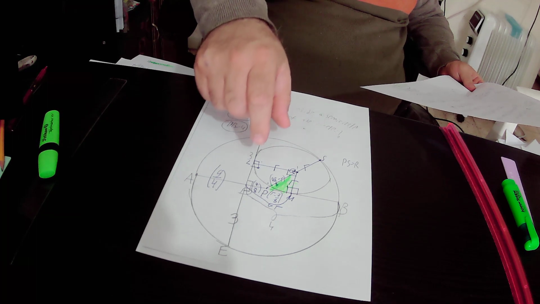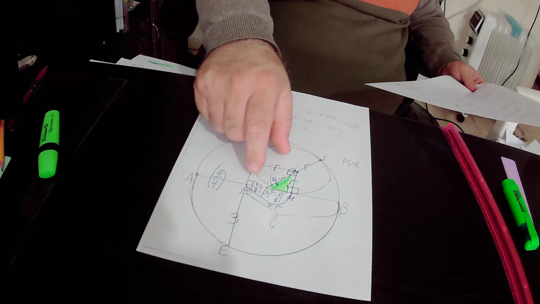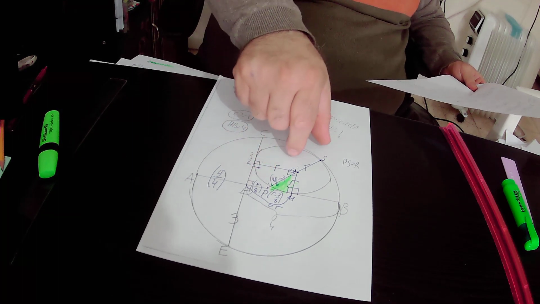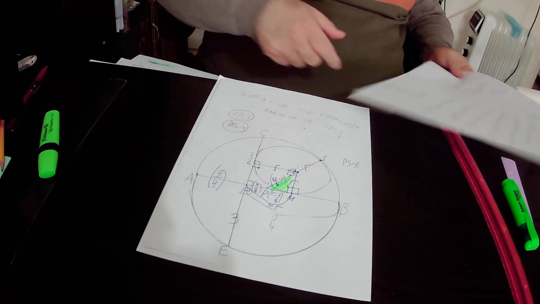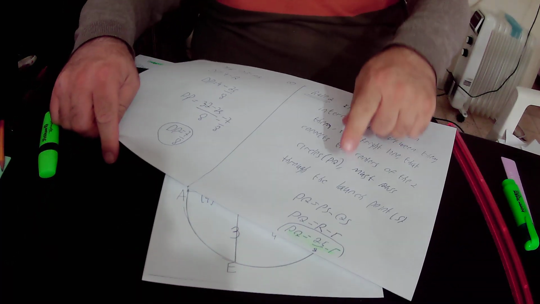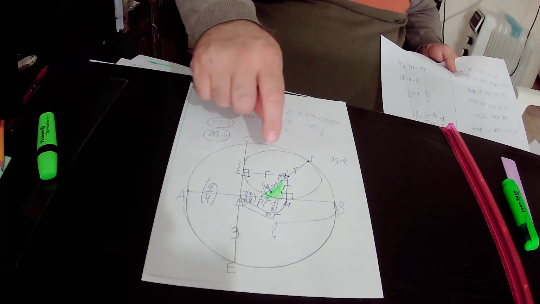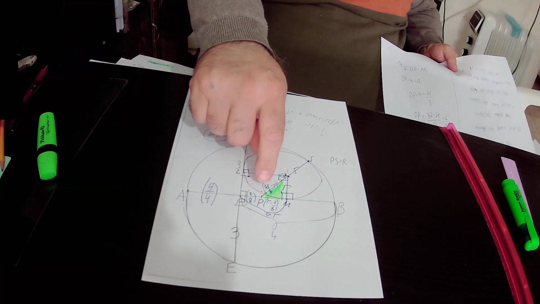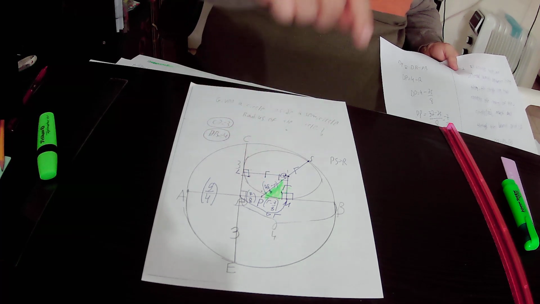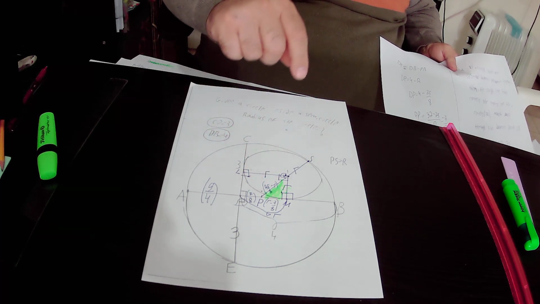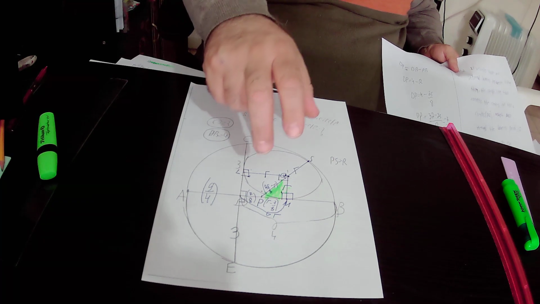What is the length of PQ? PQ equals PS minus QS. PS is the radius of the big circle. Why? Because it starts from the center of the big circle and ends at point S, that is a point of the big circle itself. This is exactly the definition of a radius.